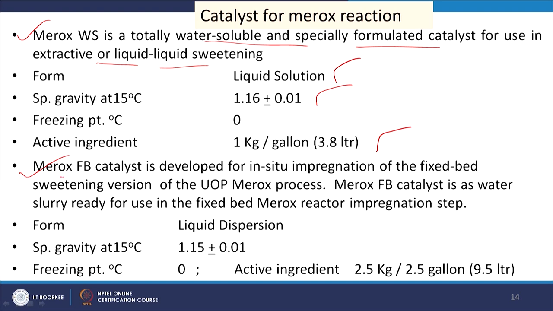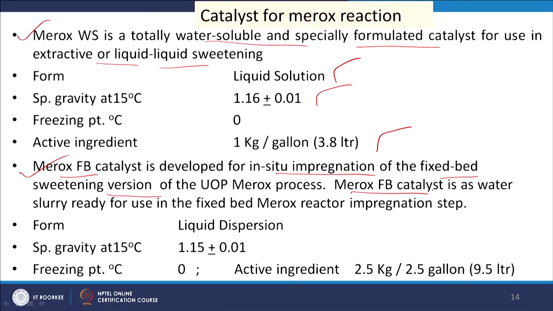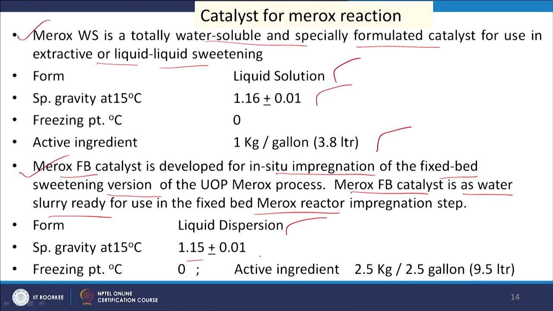Now, the Merox FB catalyst is developed for in situ impregnation of the fixed bed sweetening version of the UOP Merox process. So, some fixed bed is used in this case, and the Merox catalyst is impregnated on it. It is a water slurry ready for use in the fixed bed Merox reactor impregnation step. So, these are the two types of catalyst developed from an application point of view. Here it is also a liquid dispersion, specific gravity 1.15 plus minus 0.01, freezing point 0 degree centigrade, and active ingredient 2.5 kg per 2.5 gallon.